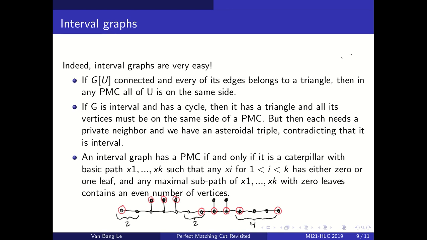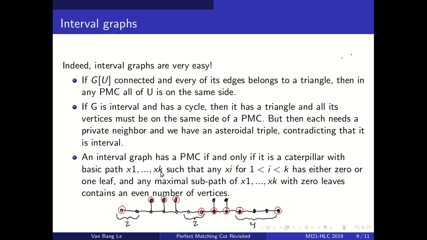And moreover, it is not hard to see that in a caterpillar, if you have a vertex with two leaves, then again it cannot have a perfect matching cut. You can have at most one leaf per vertex for a caterpillar that has a perfect matching cut.